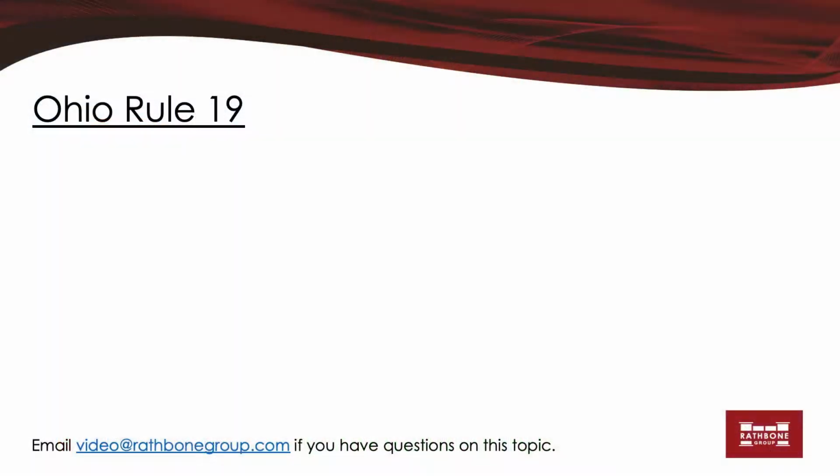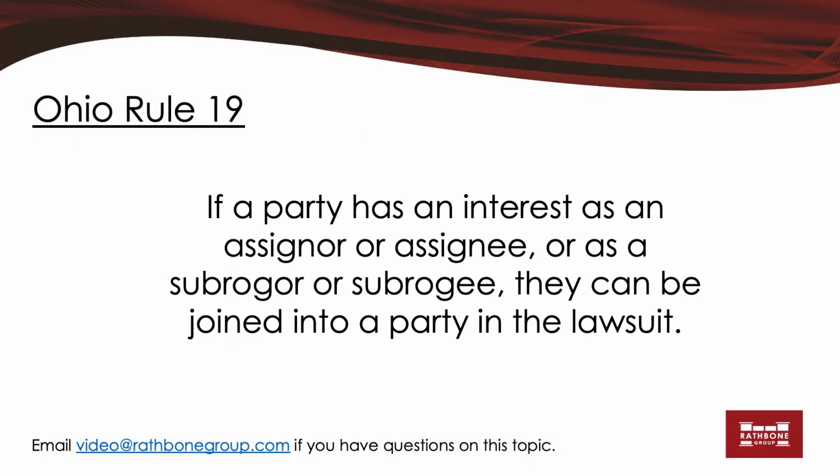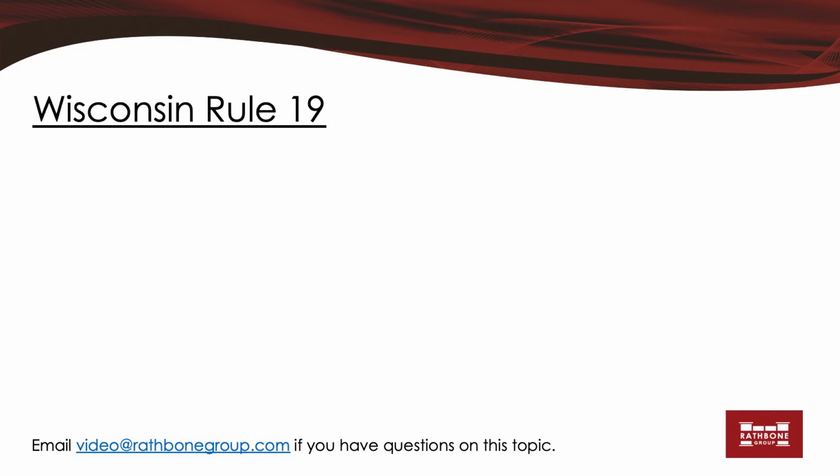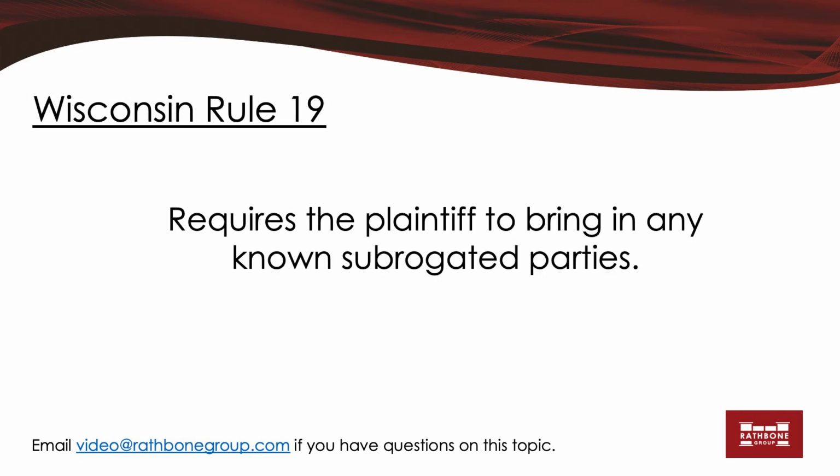Now, the federal rule isn't really all that clear that subrogation claims should be brought in and those insurance carriers should be brought in. But many states have expanded Rule 19 so that it is clear. Ohio is one of those states that really tracks the federal rule, but has an additional clause that says if a party has an interest as an assignor or assignee or subrogor or subrogee, that they can be joined in as a party to a lawsuit. Wisconsin has a similar rule, but it actually requires the plaintiff to bring in any known subrogated parties.